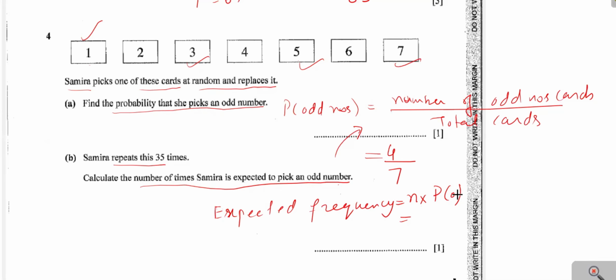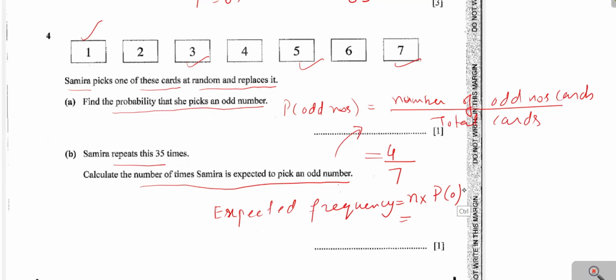Look here. N is 35, and the probability of an odd number is 4 over 7. Therefore, this value becomes 7 times 5 is 35, 4 times 5 is 20, and this 20 will be the expected value. We move to the next question.